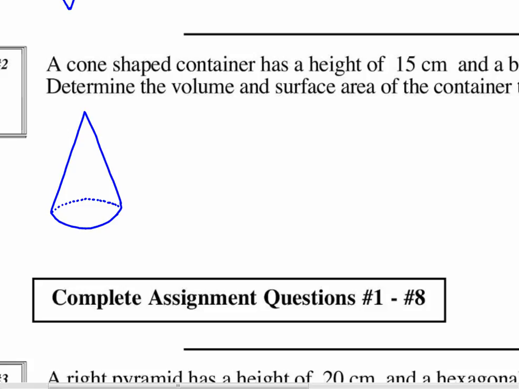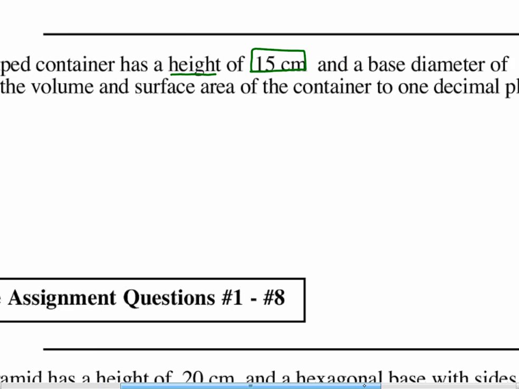Okay, so it says the height is 15 centimeters. So where does that height go? Is that going to go vertical height, or is it going to go along the side, the slant height? That's vertical. They just say height, they're talking about vertical height. So that's the 15. And a base diameter of 16.